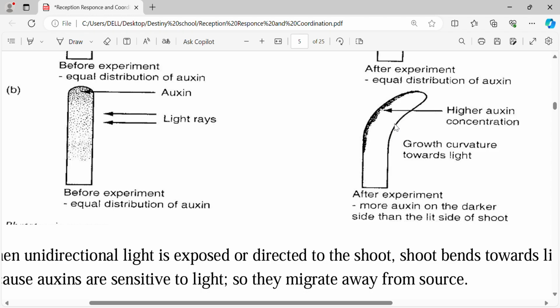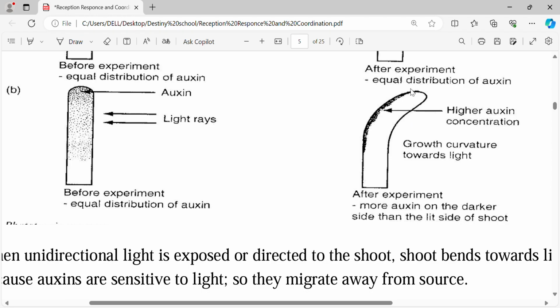But also, if there is low concentration of auxins, there will be what? There will be a slow growth rate. So it means that the auxins have migrated to this other side. The side that was facing the light now has a low concentration of auxins, so it will grow slowly, while the darker side will grow very fast.